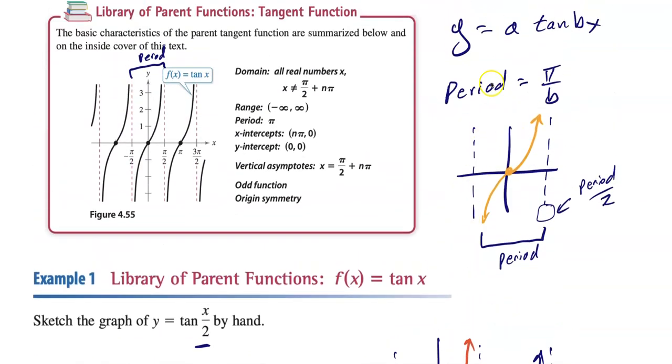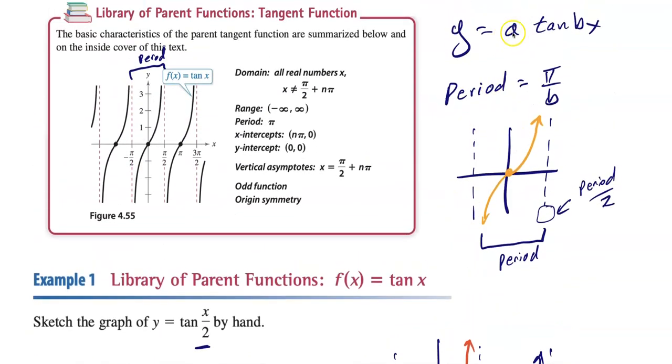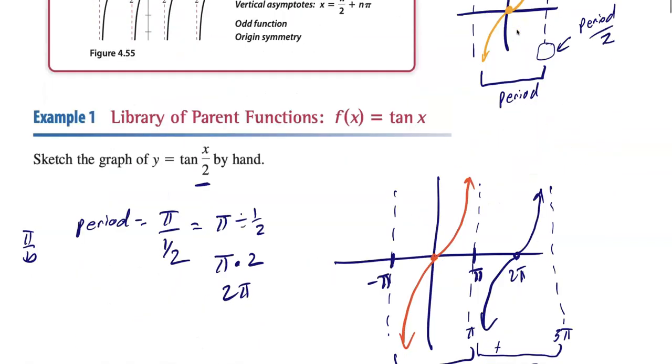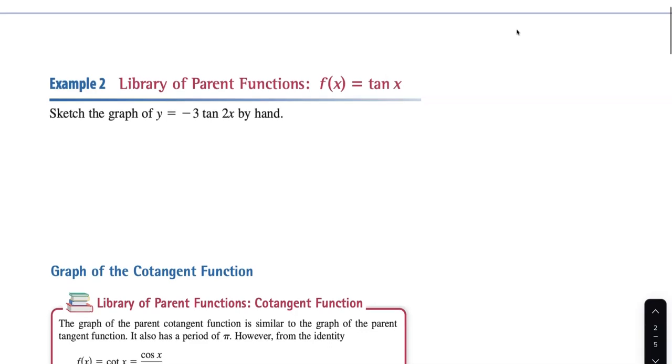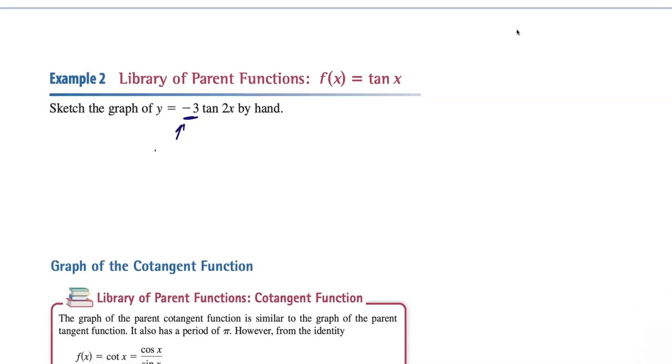Also, I was going to say there's no amplitude, but there is a vertical stretch. So if there's a number in front, it's a vertical stretch or shrink. Let's do another one. Tan of 2x by hand. Notice there's a vertical flip here and a vertical stretch of 3. My period, remember for tan, it's just pi over b. So in this case, pi over 2.